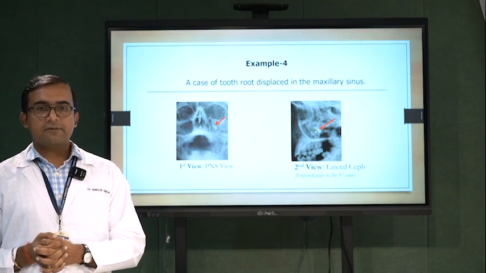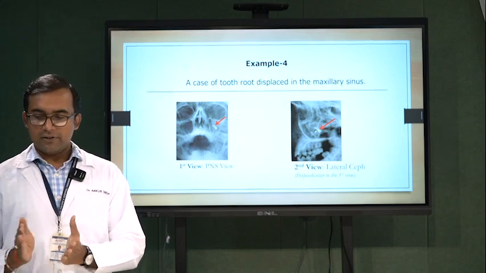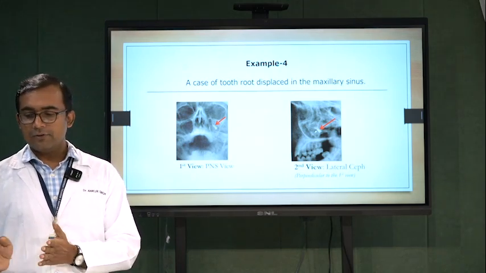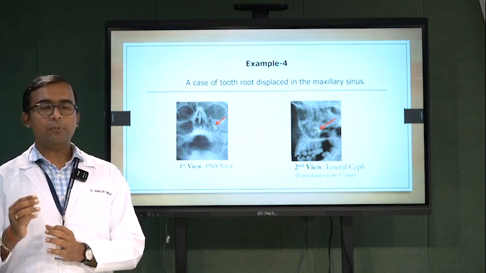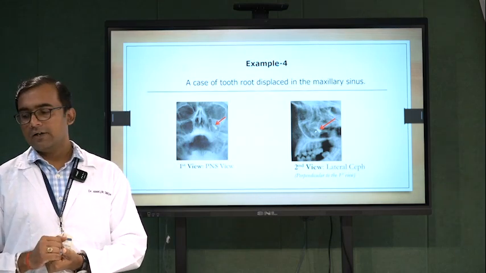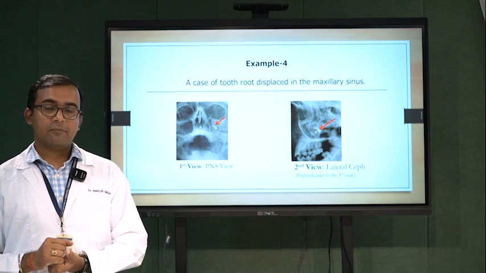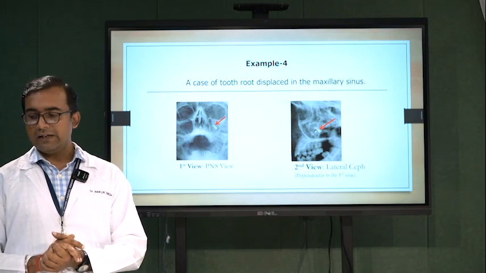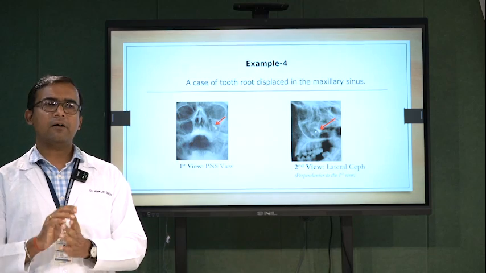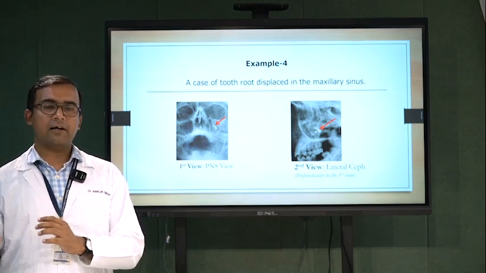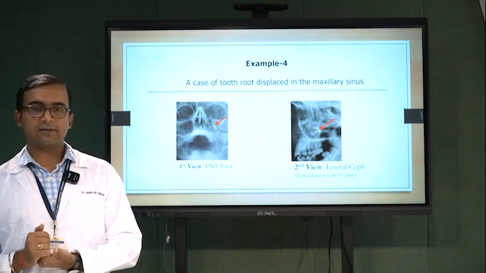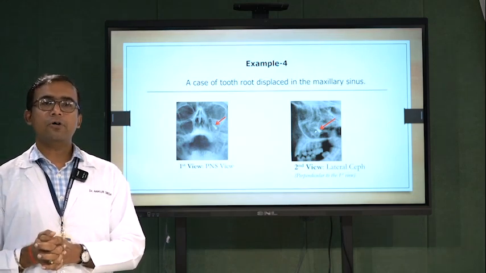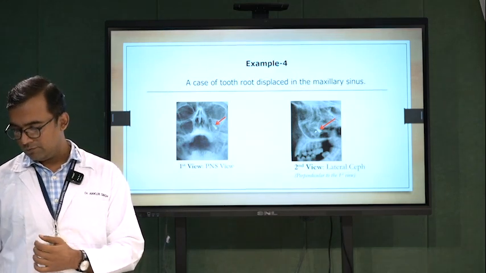So the PNS gives the two dimensions, the superior-inferior and the mesiolateral. So in this, we don't know how posterior or anterior is the tooth root. So a lateral ceph was taken. In the lateral ceph, the object or the tooth root is seen to be lying a bit posteriorly, close to the posterior wall of the sinus. So it is not anterior, it is a bit posterior. So it is easy now to retrieve the tooth root.